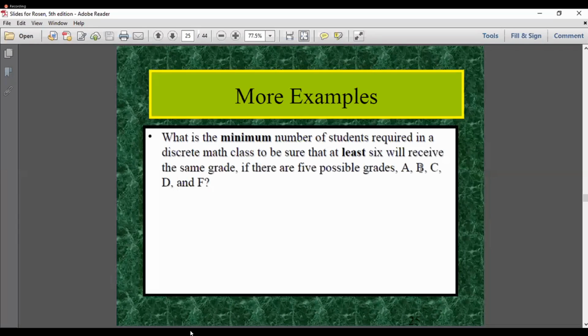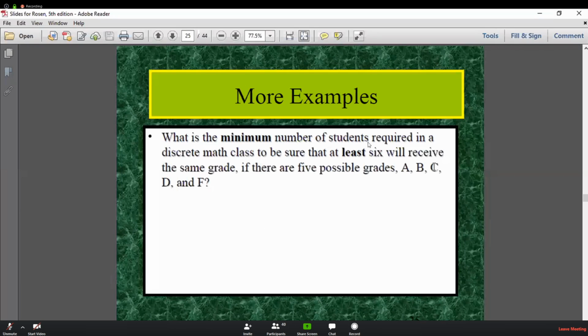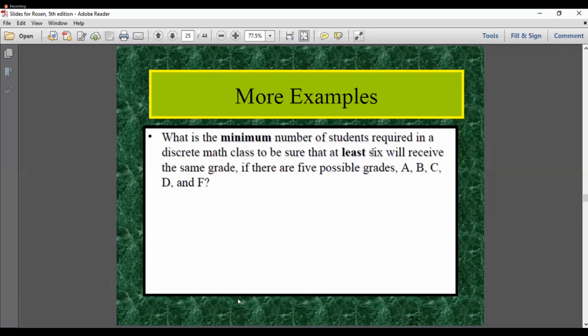approaching. If you have a doubt that it is also possible that all 5 have A only, yes, that is possible, but that does not give a situation of guaranteed occurrence of 5 times B. So in this situation, 5 students got A, 5 got B, 5 got C, this way how many students do we require to ensure that all have got the same grade 5 times? 25. Now it is asking that at least 6 will receive the same grade.